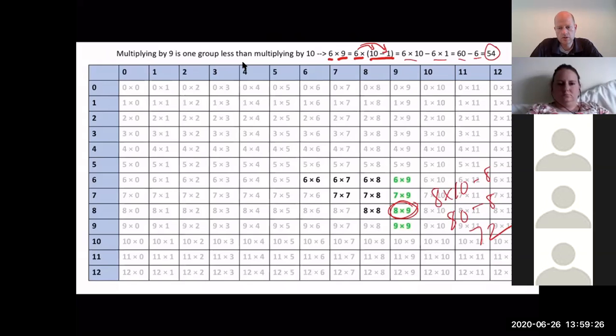So that's the shorter way. And we'll go over the short ways after this to help quiz you, see how much you remembered from this PowerPoint. Okay, that's multiplying by 9.